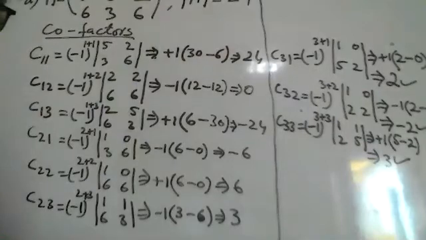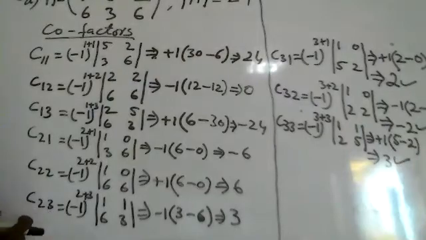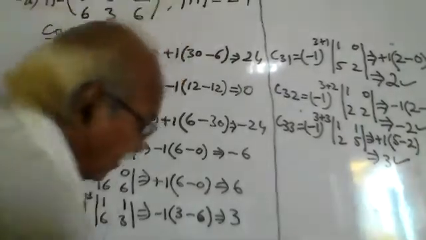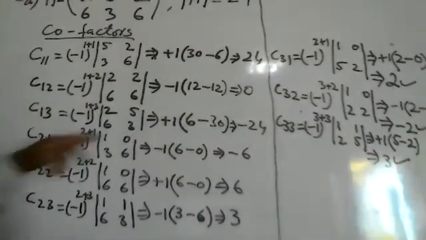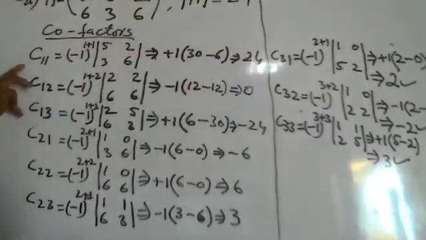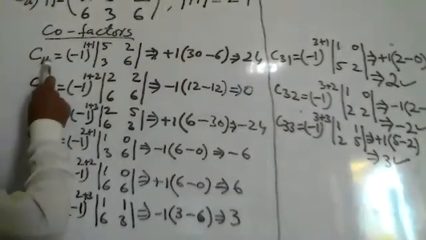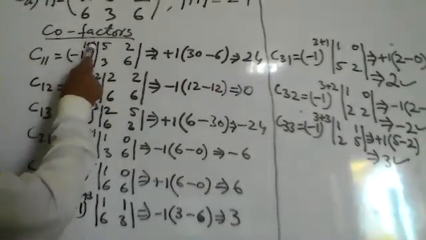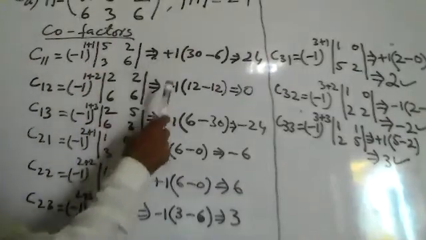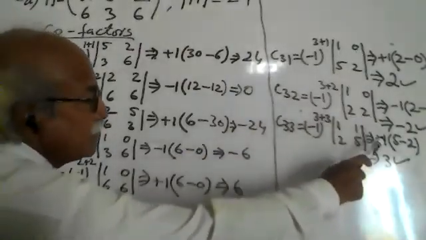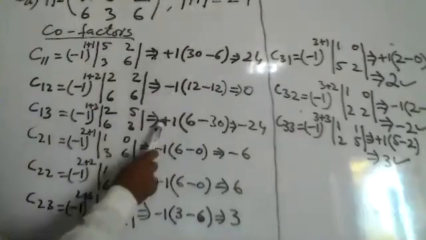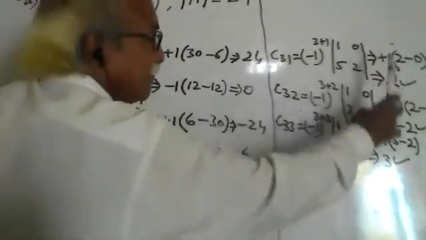Now we will find the matrix of the cofactors. These are the small c's: small c 1 1, small c 1 2, small c 1 3. Here you can see the signs from minus 1 raised to power 1 plus 1: plus 1, minus 1, plus 1, minus 1, plus 1, minus 1, plus 1, minus 1, and plus 1.